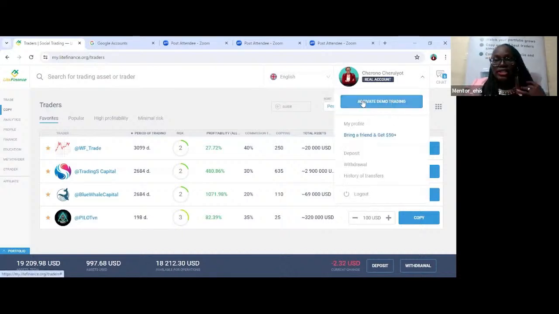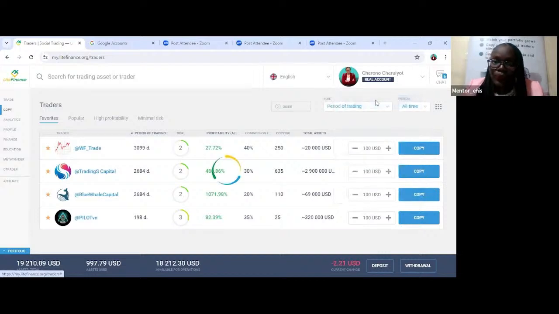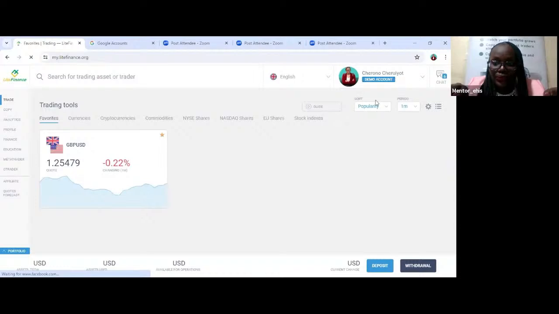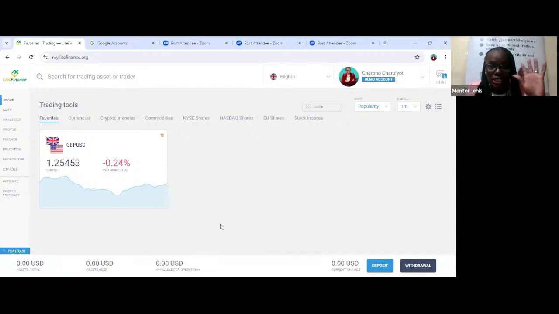You see, when I click on this, it's looking for this. You say activate demo trading. Am I still clear? You say activate. It is on a real account, but when you want to do copy trading on a demo account, you click here, activate demo trading. When you activate, it automatically changes to a demo account. But now in this demo account, you don't have funds. Are we still together? I don't want to lose anybody on the way.